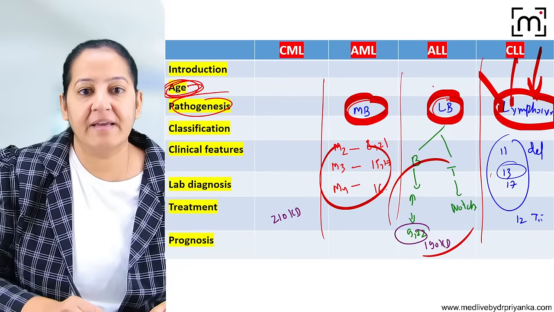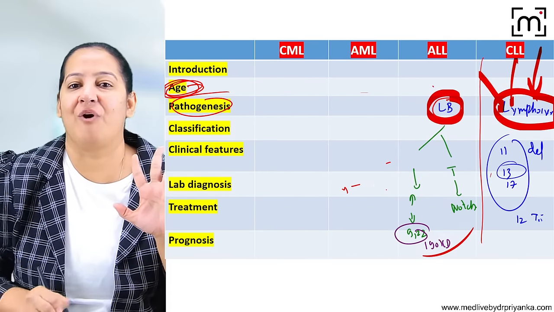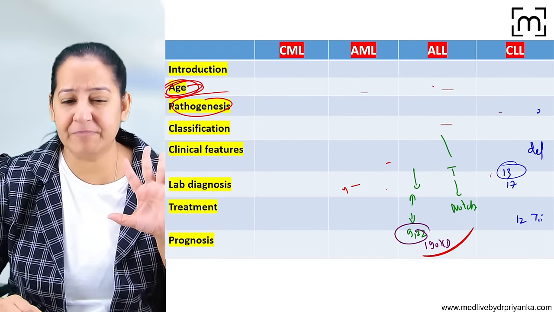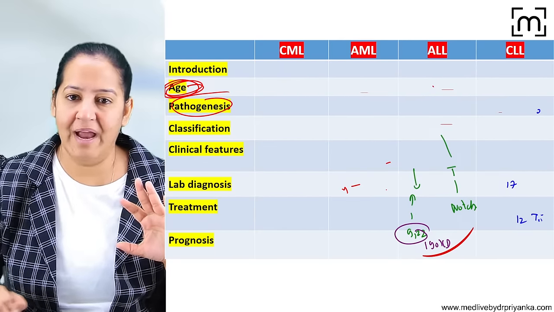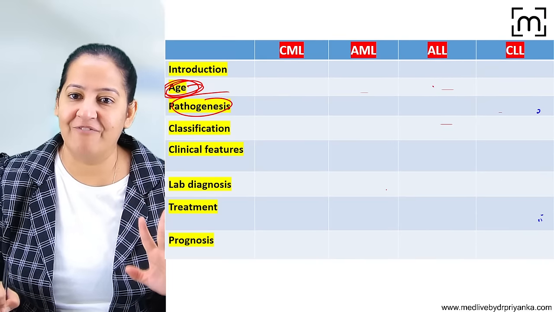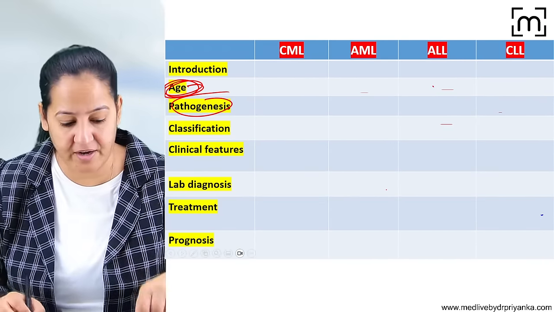Now the most important thing, one more thing. Wait. Clinical features. Compare the clinical features of all four. We will compare every aspect. I will make leukemias easy, I will crush it, and definitely I will make it fun for you. After 5 minutes, leukemia will be nothing for you. You can answer any question based on leukemia in whatever exam you are targeting, doesn't matter.